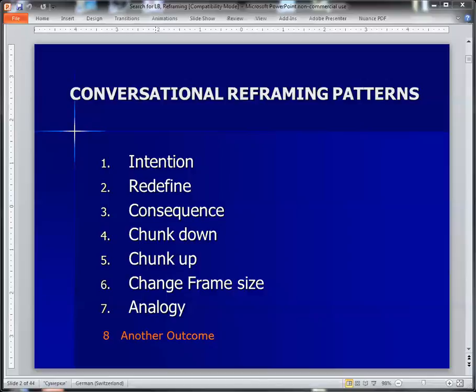For example, I say, well, I feel that my day is filled with a number of things to do, and I feel overwhelmed, not being able to do all of that. So how would you use a redefine button?